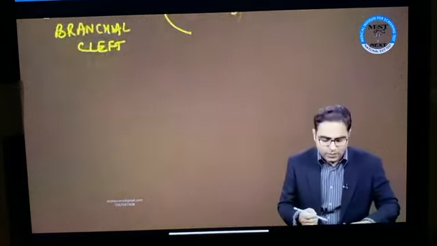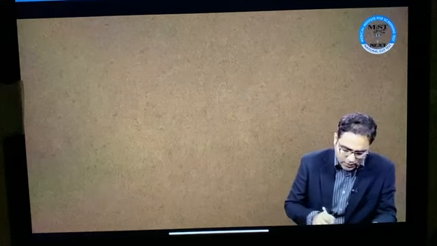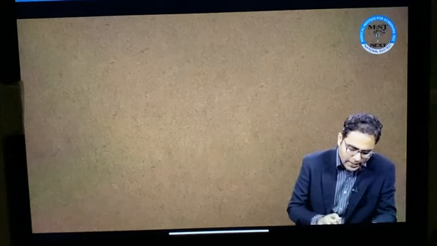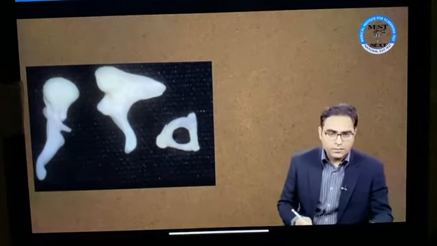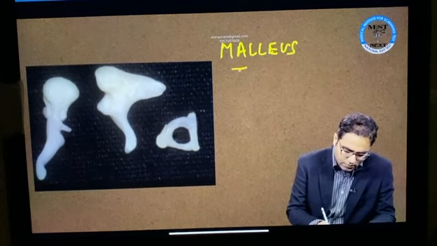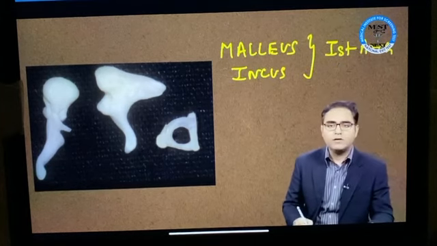Okay, now let's go to the next topic: development of ossicles. Write down. These are the three ossicles. Write down: malleus and incus develop from the first arch.